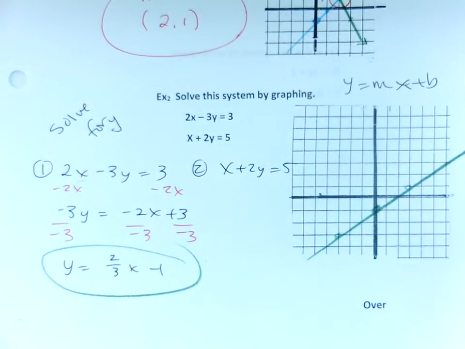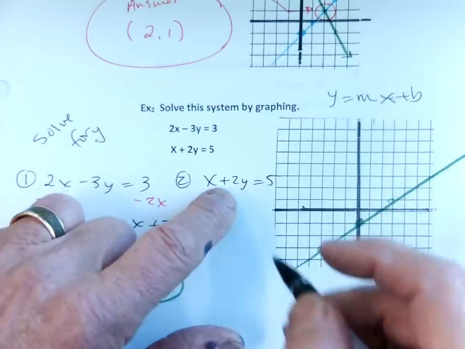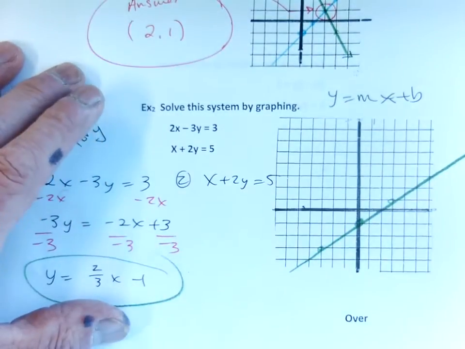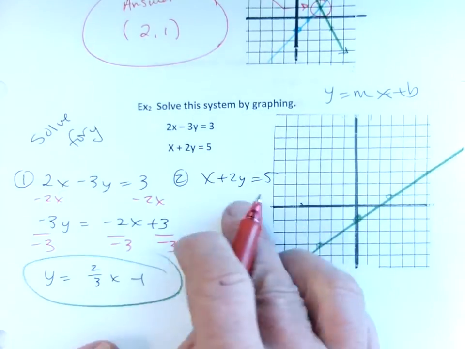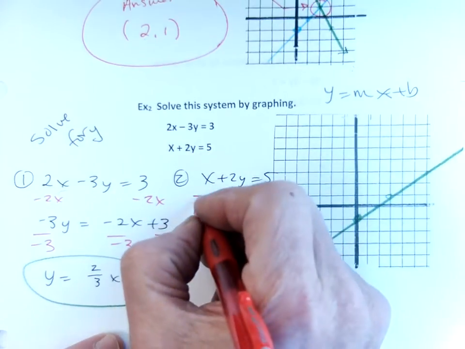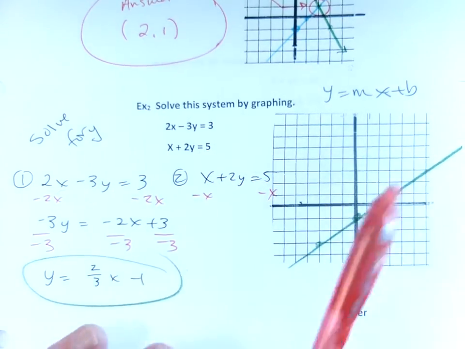My second line, I need to graph my second line so I can find out where they intersect. So my second line, I'll solve for y also. So I need y by itself. So I'm going to go minus x, minus x.